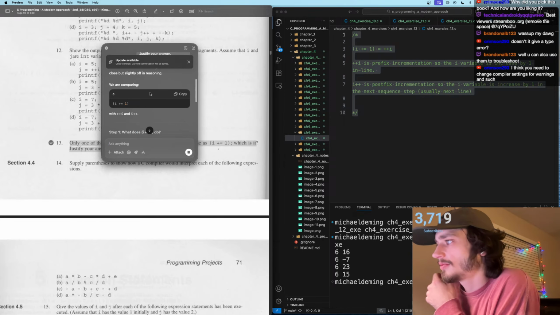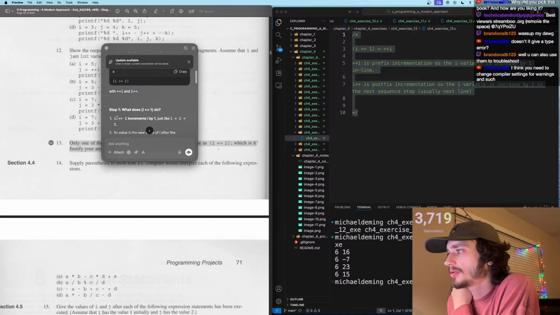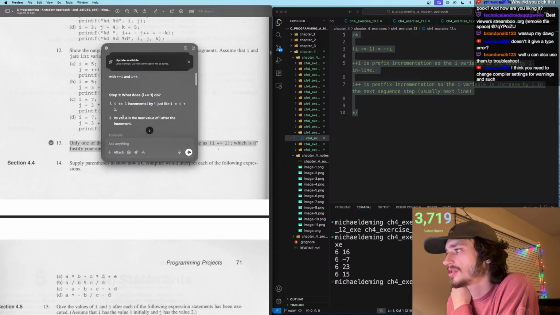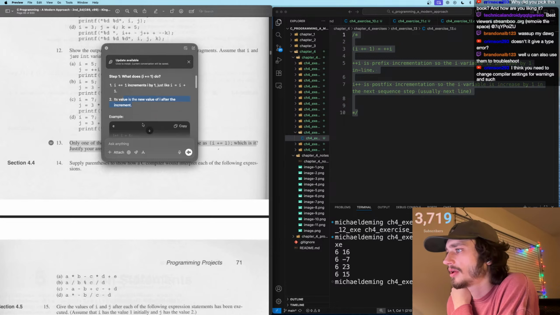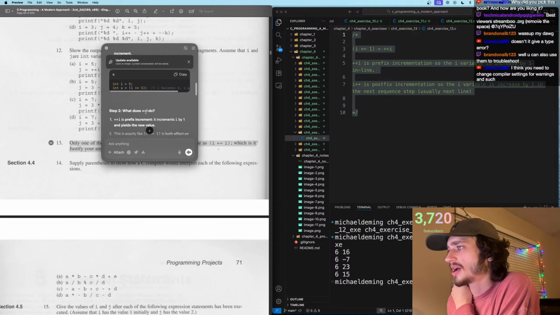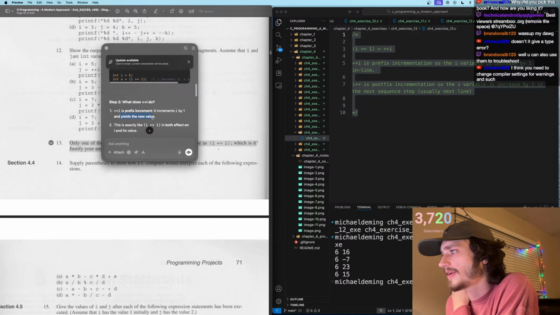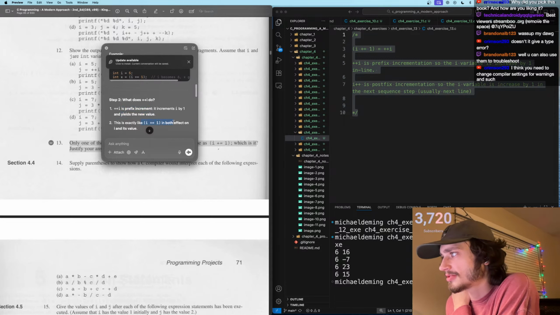Okay, I += 1 with ++I and I++. What does I += 1 do? I += 1 increments I by 1, just like I = I + 1. Its value is the new value of I after the increment. Example, int I = 5. X = I += 1. I becomes 6. X gets 6. What does ++I do? ++I is prefix increment. It increments I by 1 and yields the new value. This is exactly like I += 1 in both effect on I and its value.